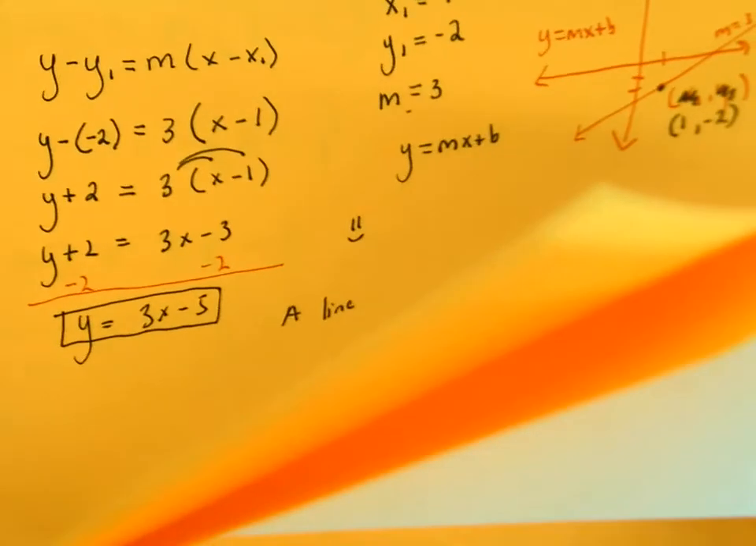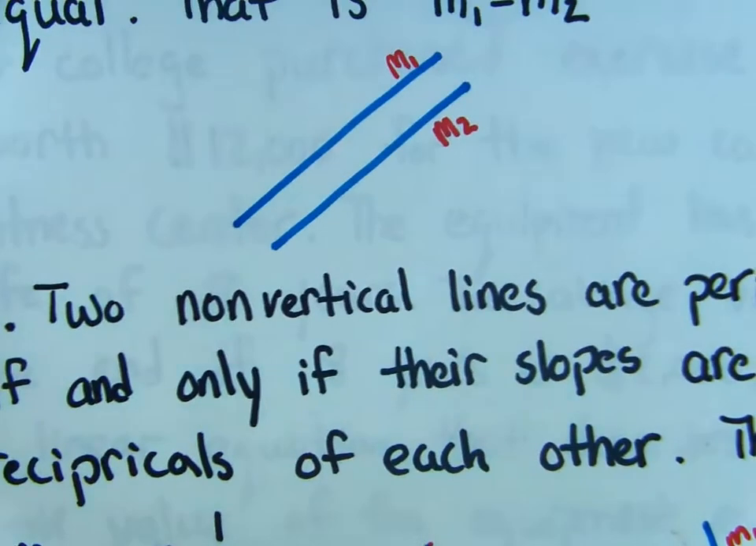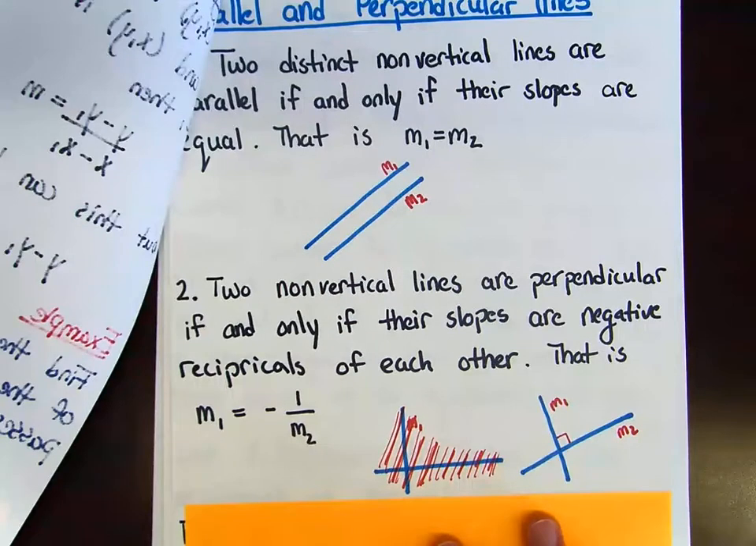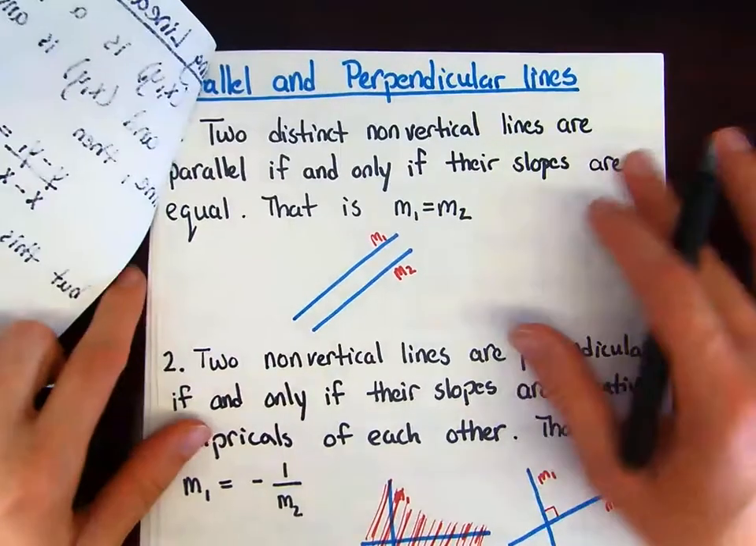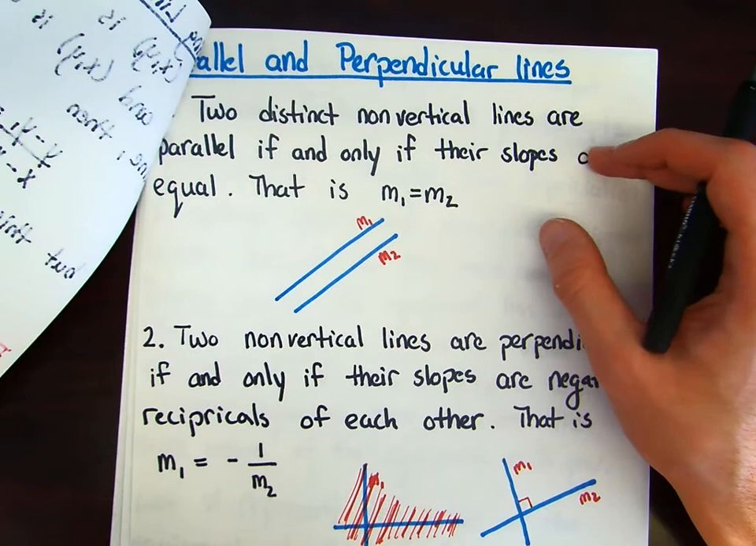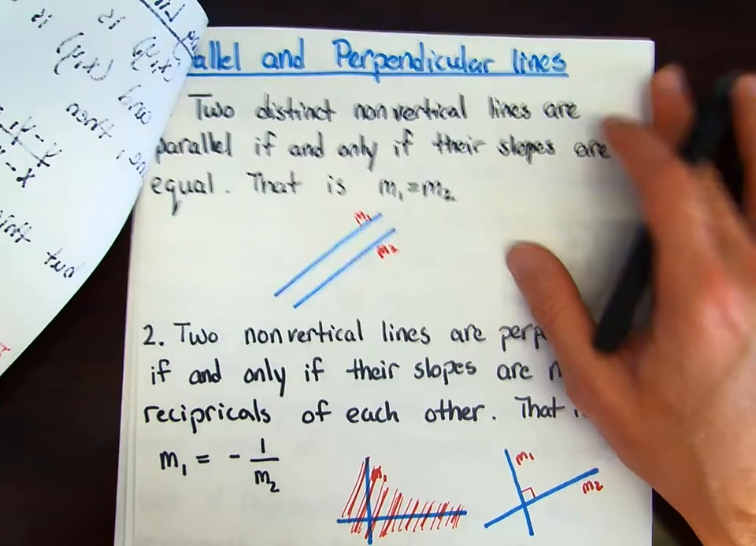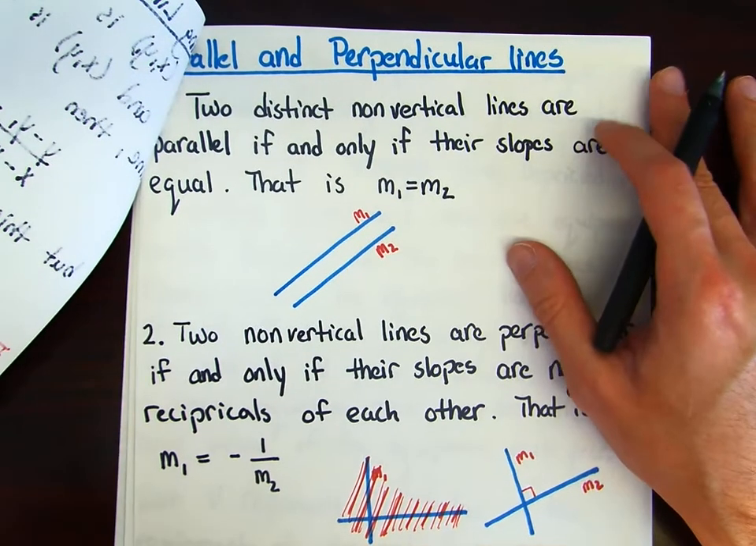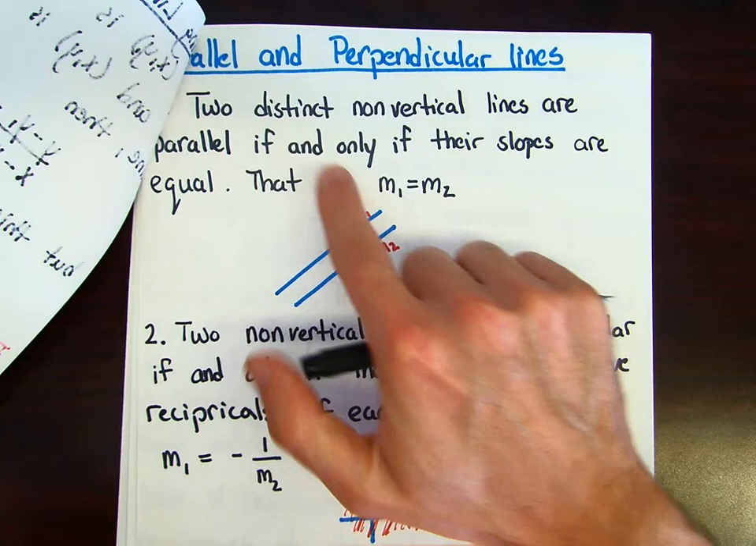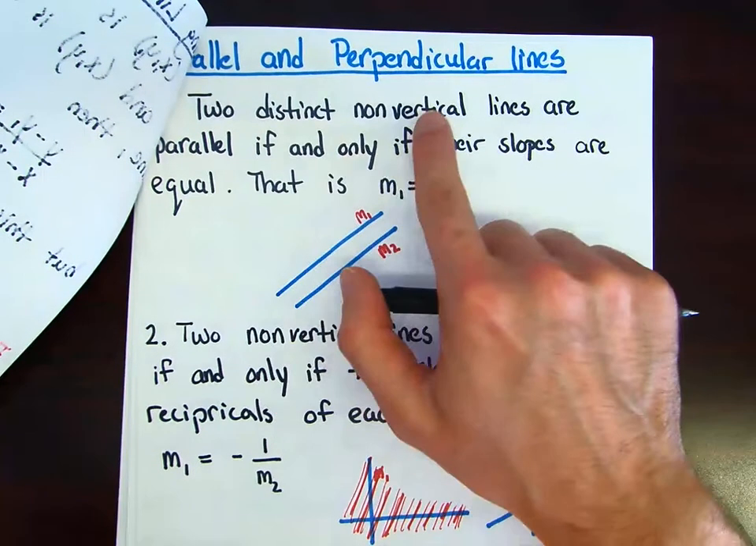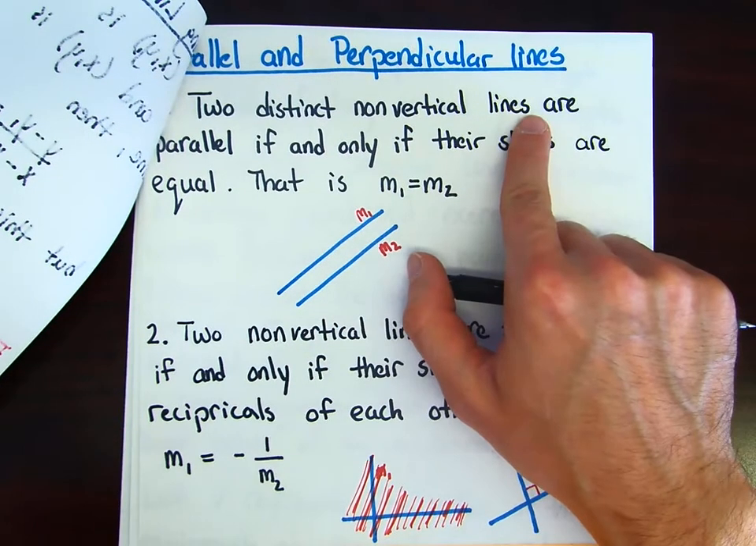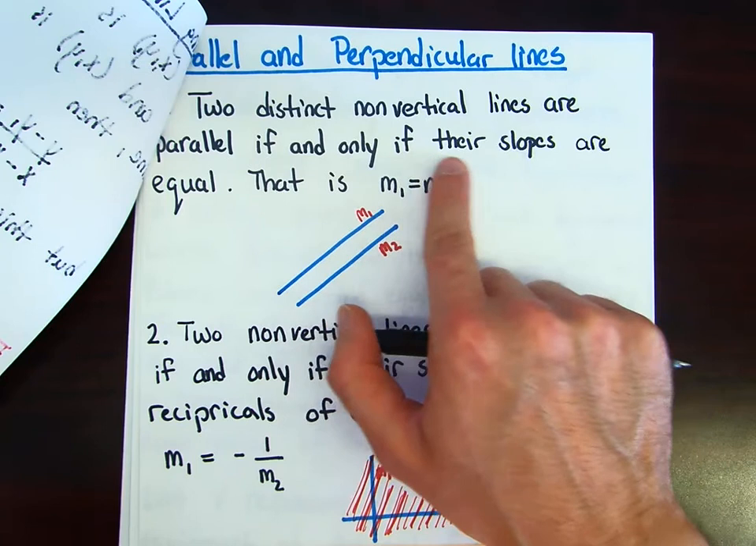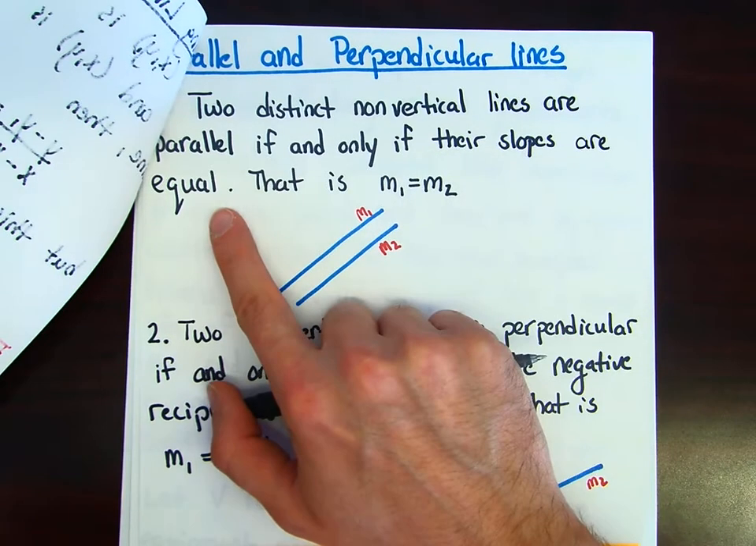One final part, then we'll be done for this lesson. Here, take a second and have this in your notes. This is the final part: parallel and perpendicular lines. The slope will be really important for understanding this concept. But the idea of parallel lines is, if I have two distinct non-vertical lines, they are parallel if and only if their slopes are equal.